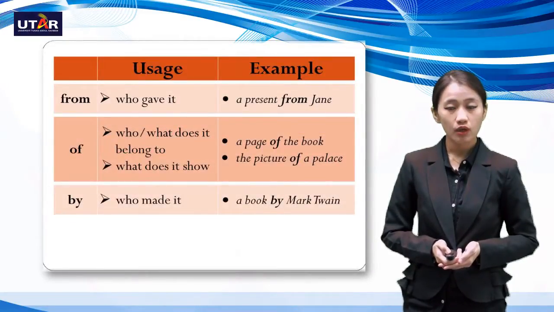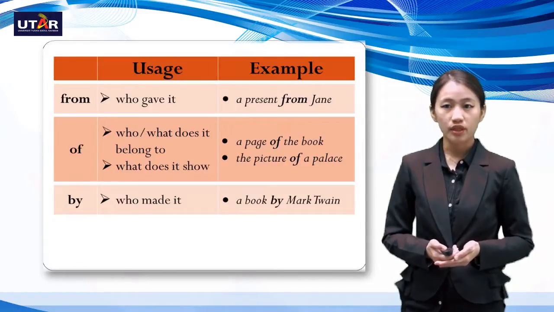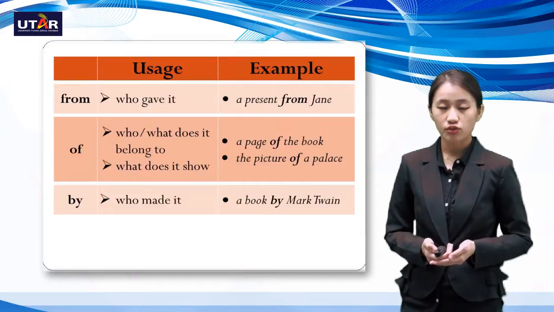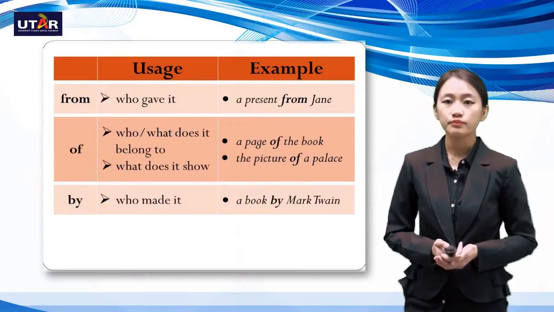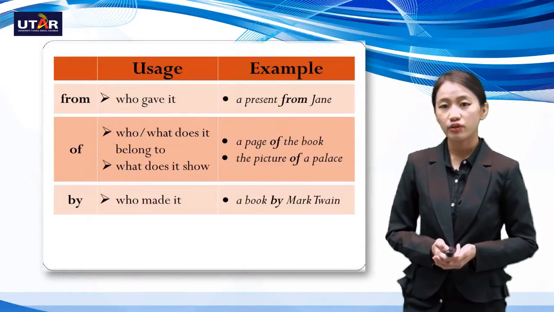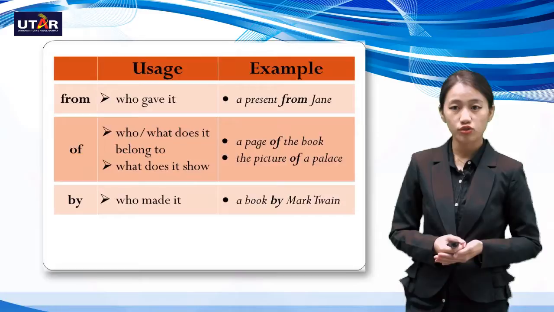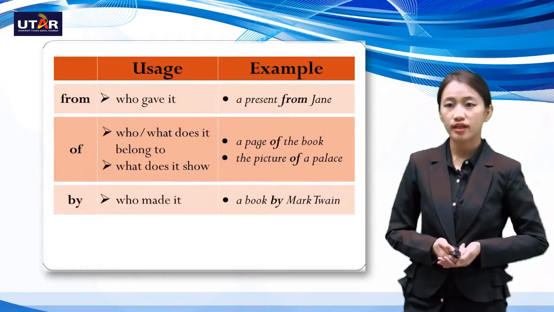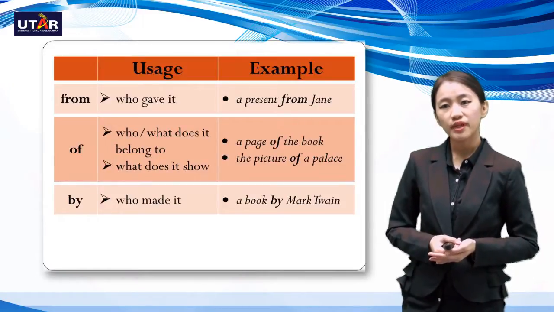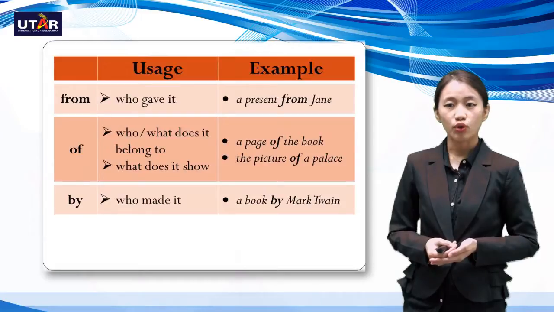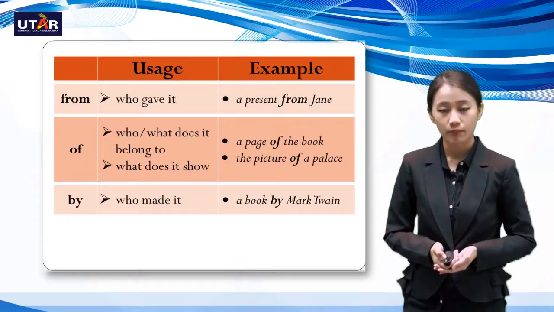First would be from, where it can also mean who gave it. For example, a present from June. So here indicates something from someone. For preposition of, this indicates who or what does it belong to, or what does it show. For example, a page of the book. Another example, the picture of a palace. So it can mean belonging, or it basically tells you what it is all about.